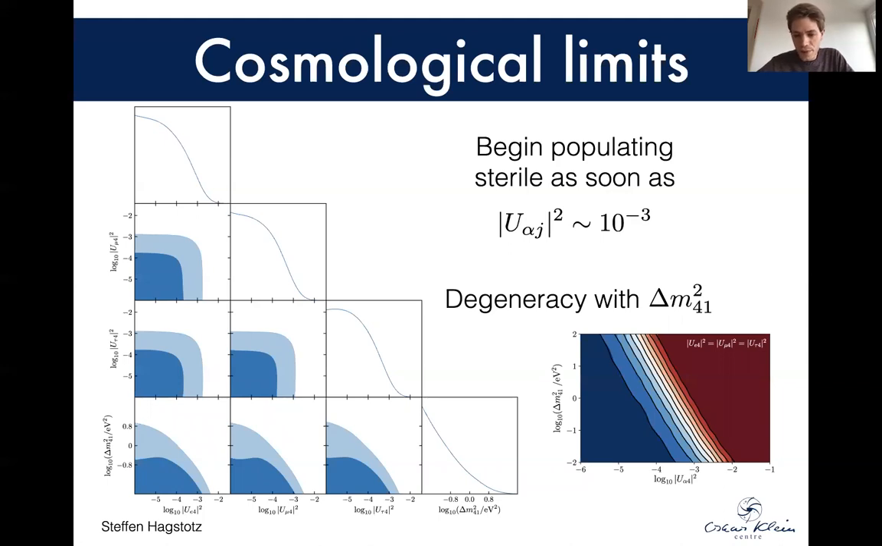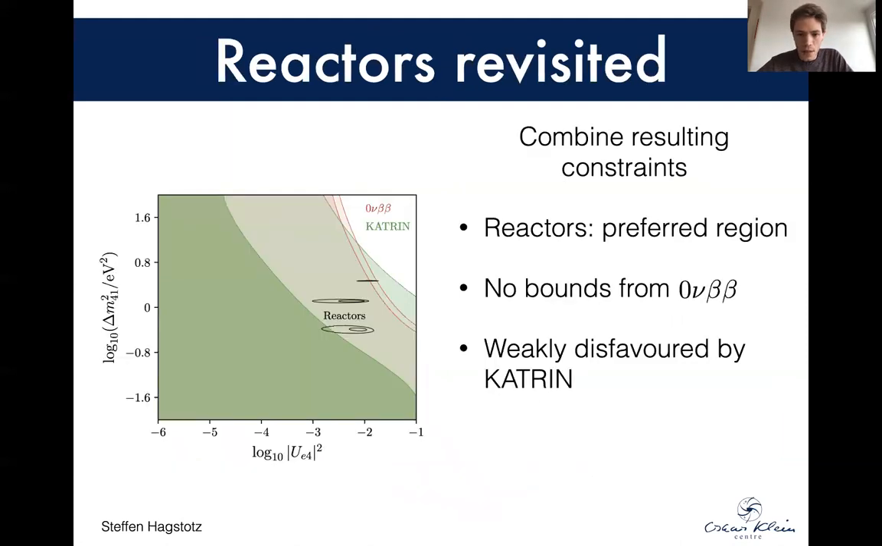There's a degeneracy with the mass scale, and you can easily understand it by looking at this plot that I've shown before. Basically, you can always wander along this diagonal. There's a certain maximum N effective that's allowed by the CMB, and you can reach the same N effective either by increasing the mass splitting or by increasing the strength of the mixing. All right, and if we now go back to our reactor anomaly and the other oscillation limits, then what does cosmology say about this?